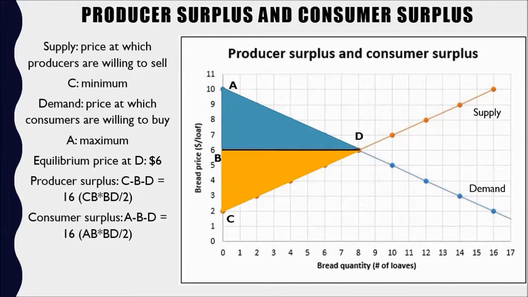As for the total surplus, it is simply the sum of the producer and consumer surplus, which is 32 in our case.